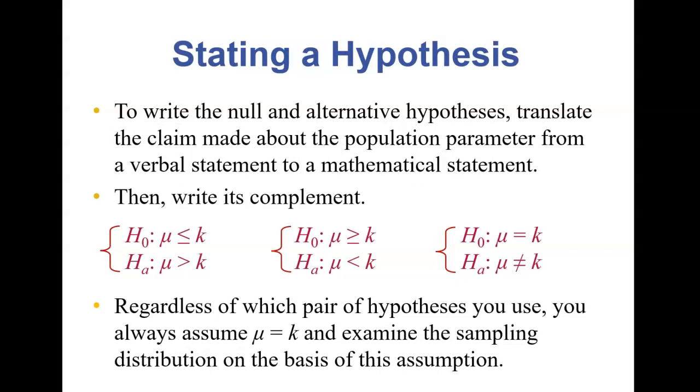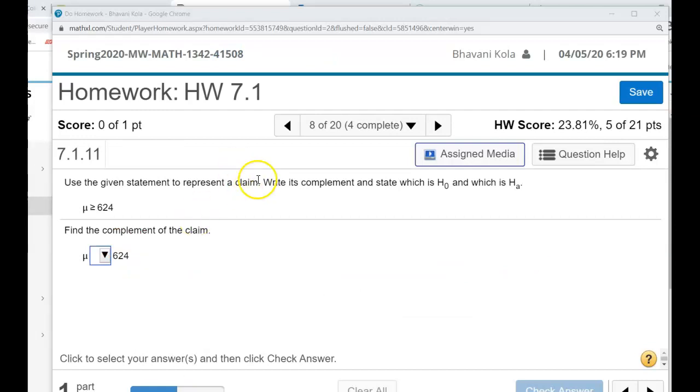What I want you to do right now is open up your homeworks. Take a look at the section 7.1 homework. A couple of problems are taken away because they're not needed. We're going to start with problem A. Just like in class, I will be going back and forth with different kinds of problems. The first problem here is problem number 8. I'm assuming you're also on problem number 8. Let's read it: use the given statement to represent a claim and write its complement, and state which is H naught and which is HA.